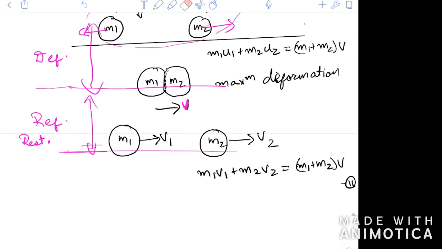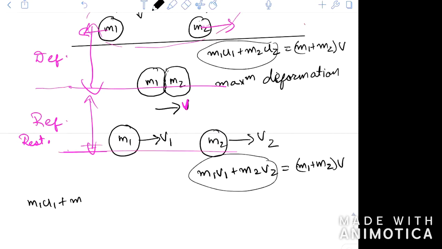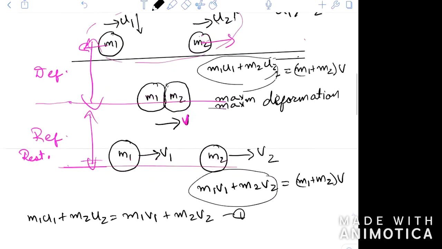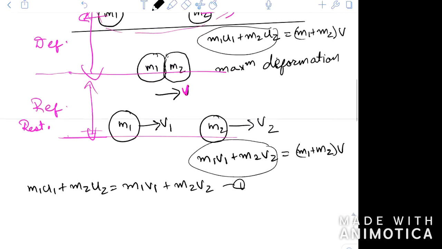Okay, and these two will also be equal, the initial and final momentums. So one equation we have is m1 u1 plus m2 u2 will be equal to m1 v1 plus m2 v2. Okay, now we have to understand a term known as the impulse of deformation and impulse of reformation.